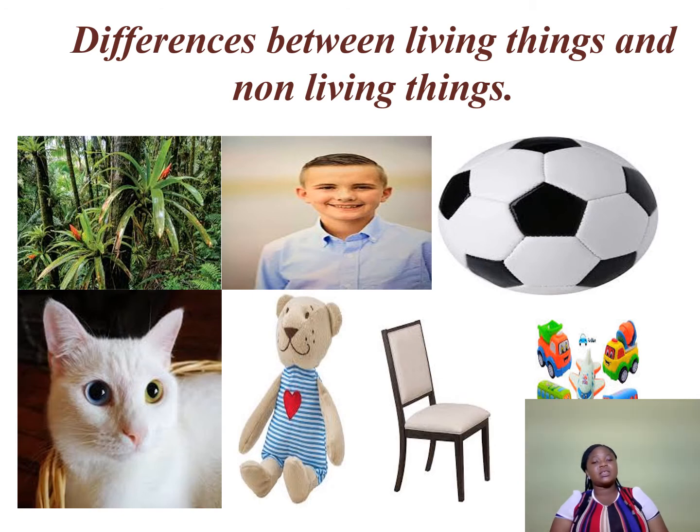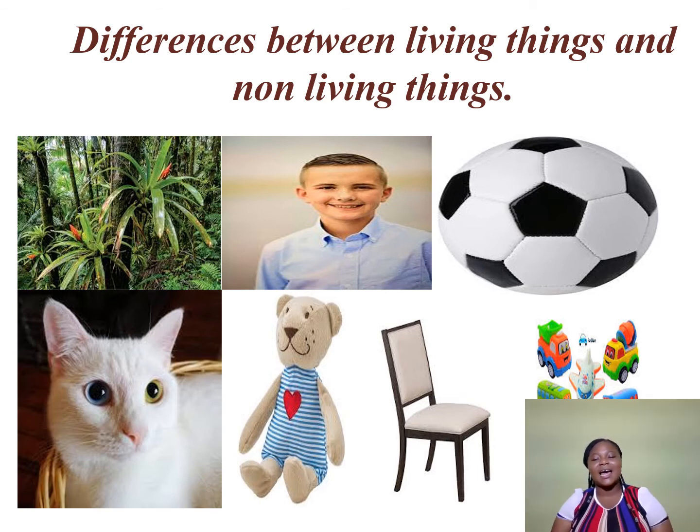So let's count the living things among them. Can we count? Okay, so let's count together. 1, plant. 2, animals. 3, human beings. Good. Clap for yourselves. You did very well. So we have 3 living things here. So, what about the non-living things? Let's count them. 1, 2, 3, and 4. So now we understand that living things can move, living things can eat, but non-living things cannot do that.